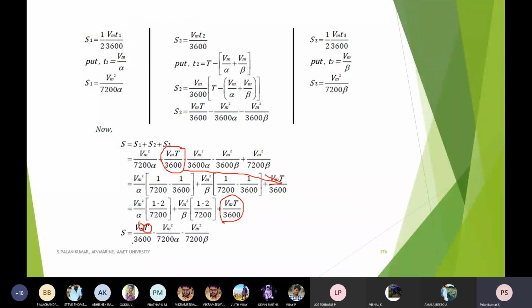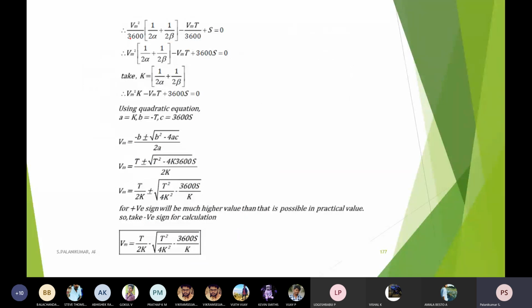So if you know these things, I can substitute like this. If I am taking the particular distance also here, it will be equal to 0. Then I can take Vm square outside, taking it as common. 3600 S will be coming, so it will be multiplied by S multiplied by 3600. So my equation will be converted as Vm square multiplied by 1 by 2 alpha plus 1 by 2 beta, minus Vmt plus 3600 S.